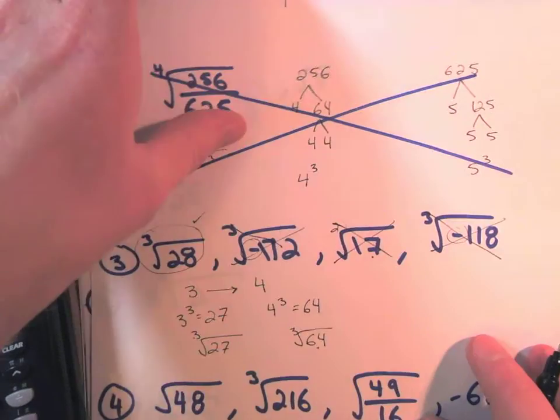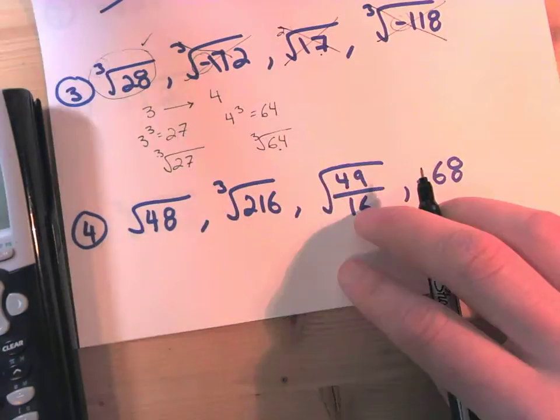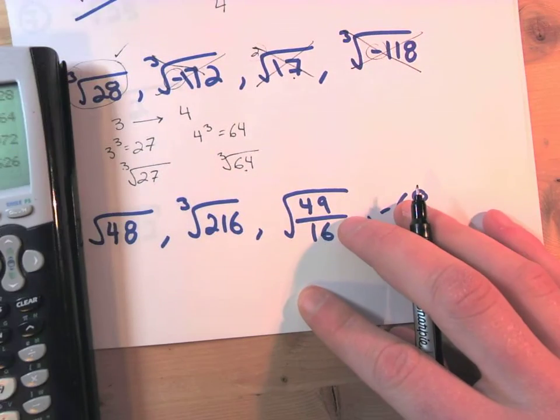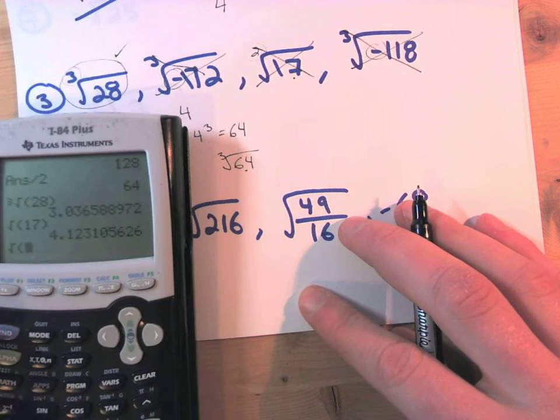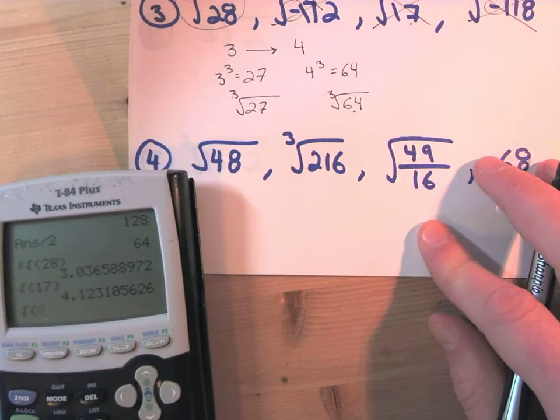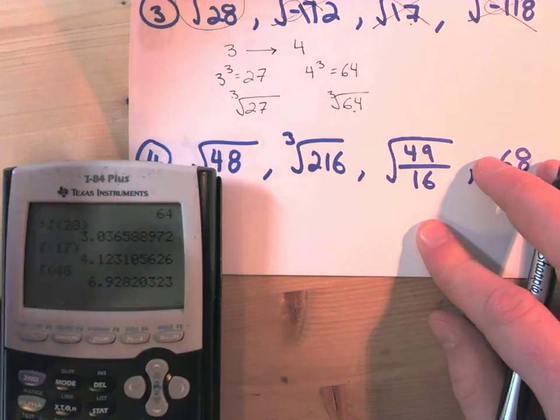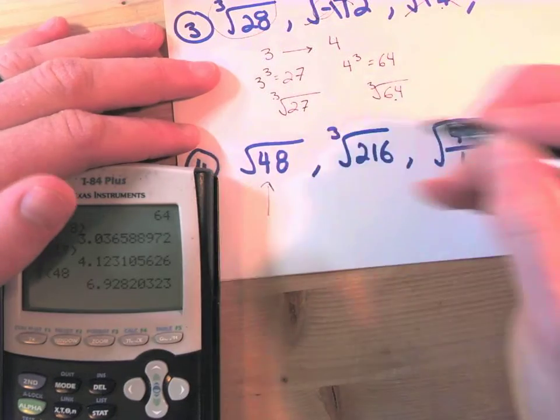All right, question 4. We have all these. It says, which of the numbers is irrational? So this is another calculator one. I'm going to go square root of our first one, which is 48. Seems to go forever, so that one would be irrational.